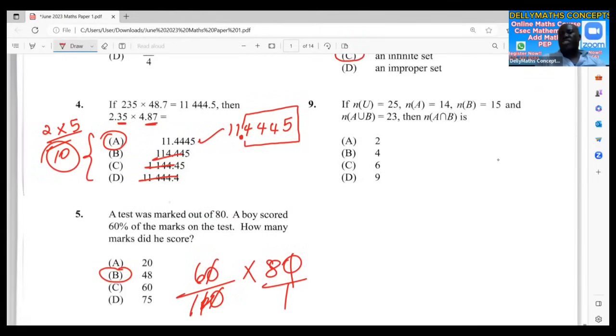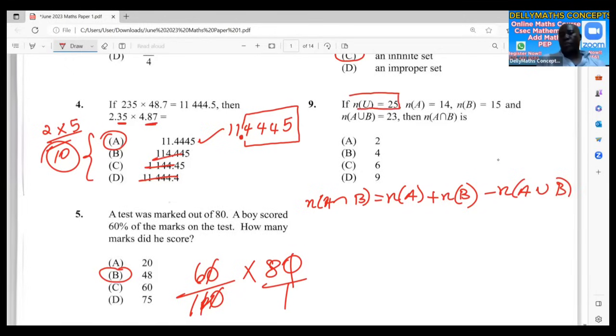Based on what we have, there's a general formula that says, if I want to find the number of elements in, let us say, A intersection B, it's going to equal the number of elements in A plus the number of elements in B minus the number of elements in A union B. Do not mix up the union with the universal set, and that's an issue. So what we're looking at here is that A is 14, B is 15, the union is 23, not 25. So we have 29 minus 23, and the answer is 6.